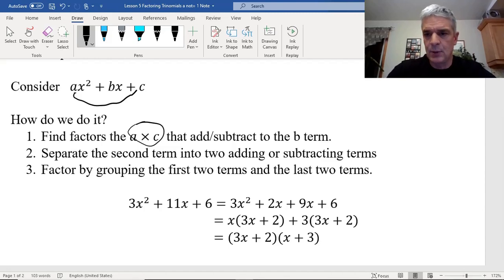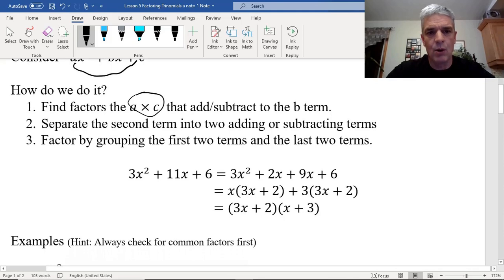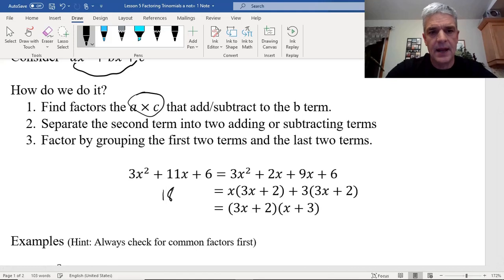Okay, so as an example, here's a completed solution, but I'll just explain how it went. So what I did was I took 3 times 6 to get 18. And then I said factors of 18 that add, because this is plus, to 11. And those were 2 and 9. 2 times 9 equals 18, and 2 plus 9 equals 11. And so we put the 2x here and then plus 9x. So we broke this 11x apart into two parts, 2x plus 9x. And you could have written it 9x plus 2x. It really doesn't matter which way you go. It will work either way.